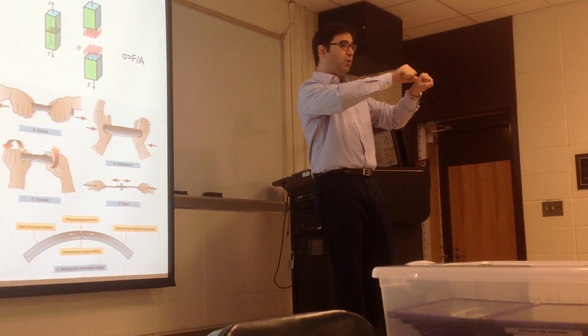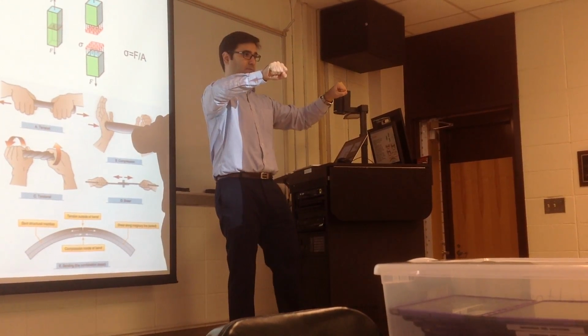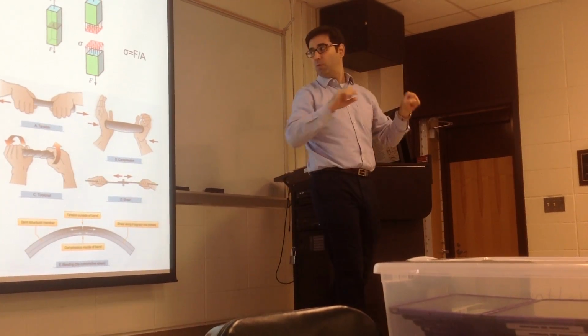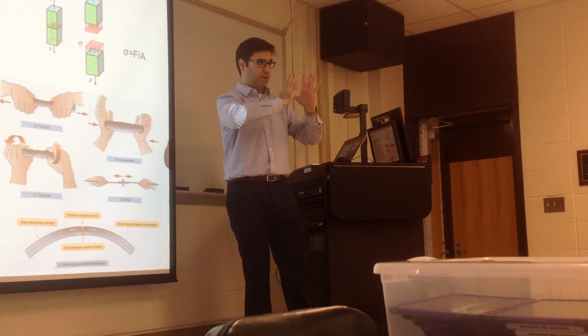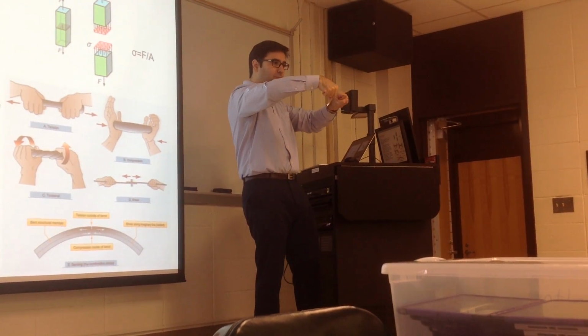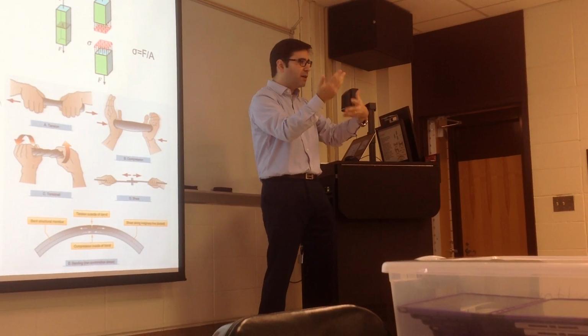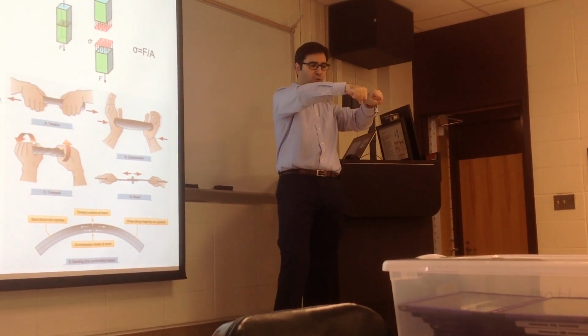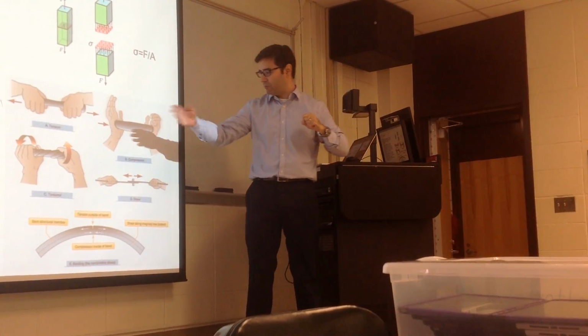So one is tension, where you have your specimen and you just pull it. The other is compression, where you have your specimen and you just push it at the ends. Then you have torsion. And each of these states generates different kinds of stresses. Torsion is where you just twist your rod, for example.